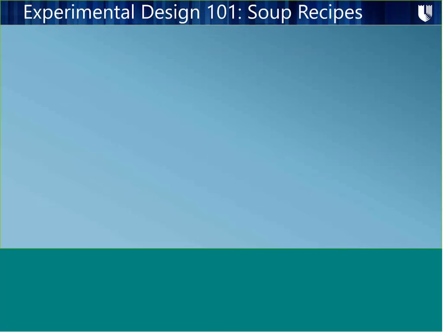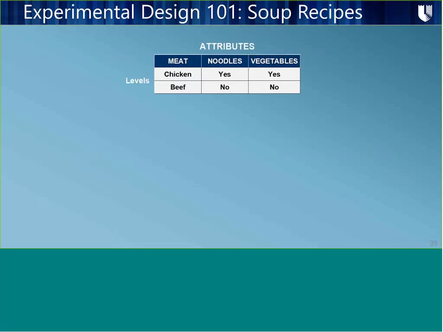All right, a very quick introduction to experimental design. I'm going to use an example I borrowed from Jordan Louviere. Chicken soup, or soup, okay. It could be chicken or beef soup, or it could have noodles or not noodles, or it could have vegetables or not vegetables, all right? So our attributes are meat, noodles, and vegetables. We have 2 levels of each.